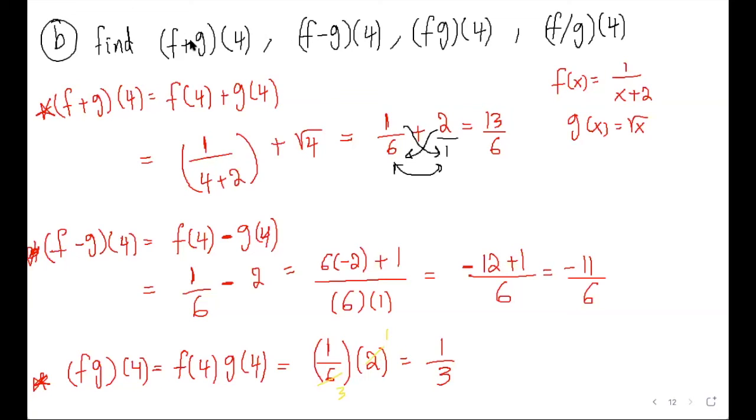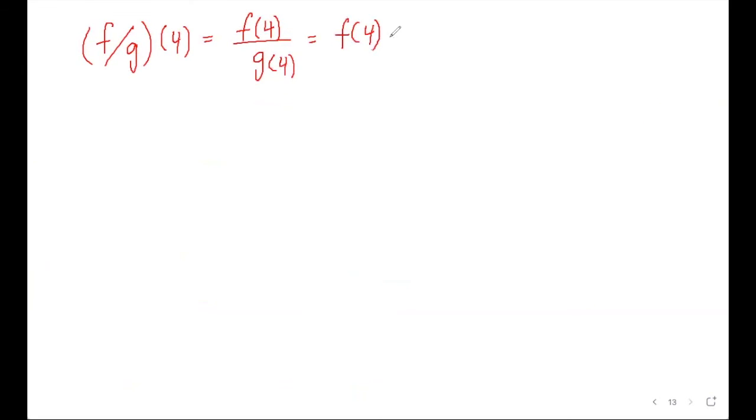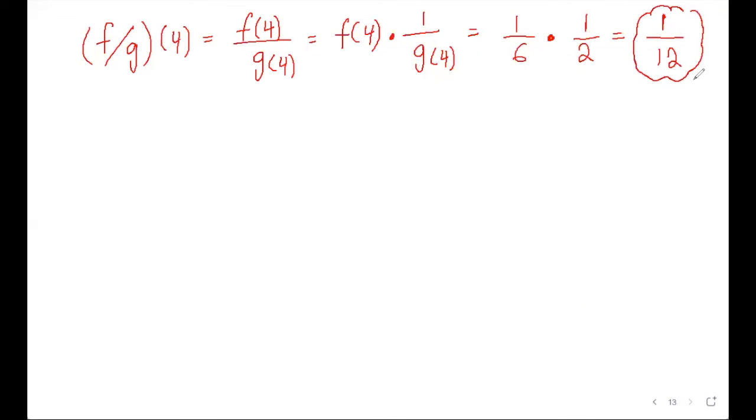For the last one, the quotient f over g at 4 gives me f of 4 over g of 4. f of 4 times 1 over g of 4. f of 4 is 1 over 6, like before, times 1 over g of 4, which is 1 over 2. We multiply and get 1 over 12. Any questions so far?